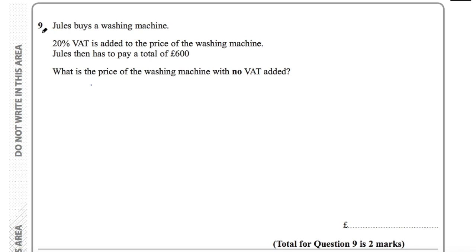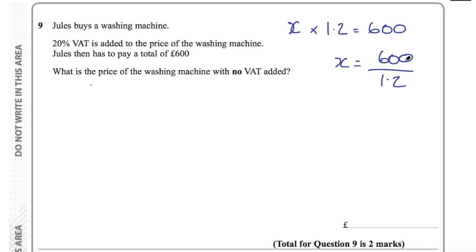So one way we can increase something by 20% is to multiply it by 1.2. So if we have the original price, let's say X, and we multiply that by 1.2, that in effect increases that price by 20%. So to find the original price, we could say X times 1.2 equals 600, and then we could say X equals 600 divided by 1.2.